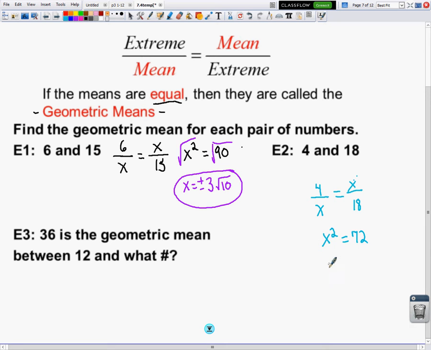The opposite of squaring something? Square rooting it, and it's going to produce a positive and a negative. But the square root of 72 will also simplify. 72 is divisible actually by 36. It goes into it twice. And what is the square root of 36?